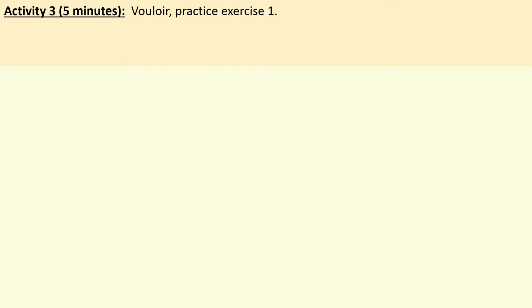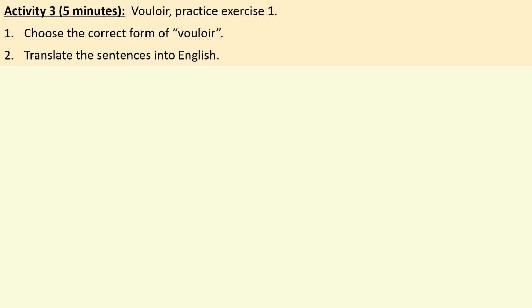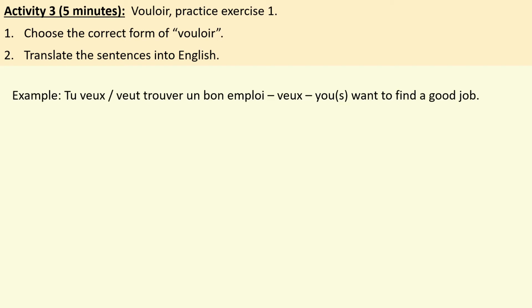Let's do a bit more practice exercising with vouloir. What I want you to do, I'm going to show you a few sentences, and I want you to choose the correct form of vouloir. Then translate the sentences into English. Here is an example. Tu veux, indicated with an X, or veux, indicated with a T, trouver un bon emploi. Now the answer is veux, indicated with an X, and that means you want to find a good job.